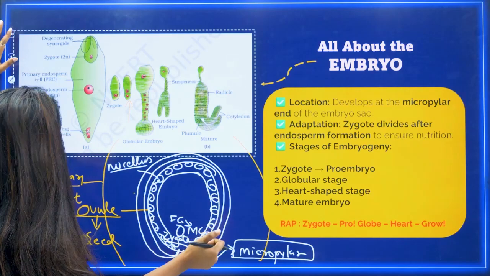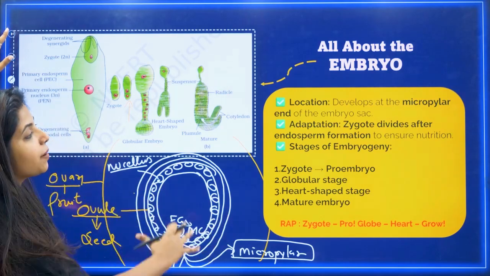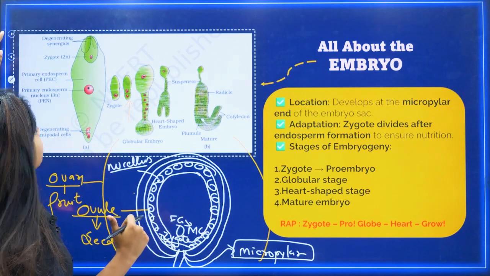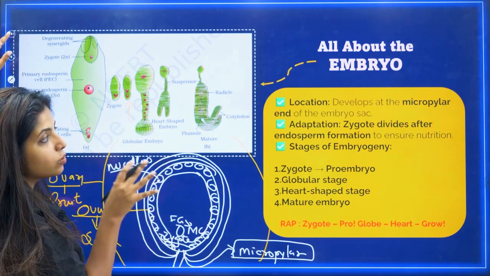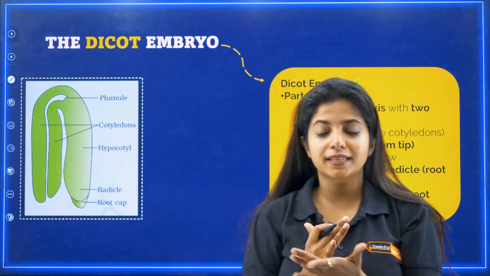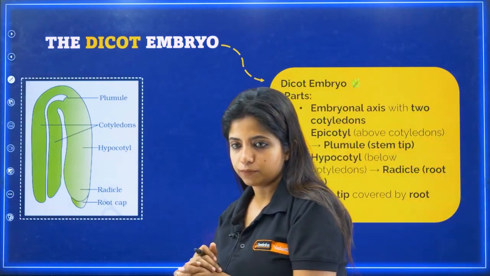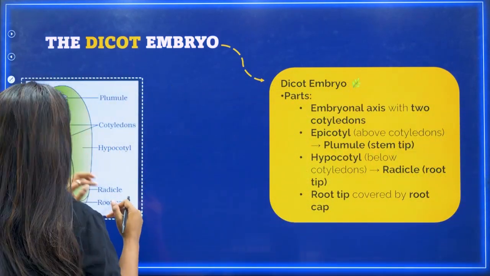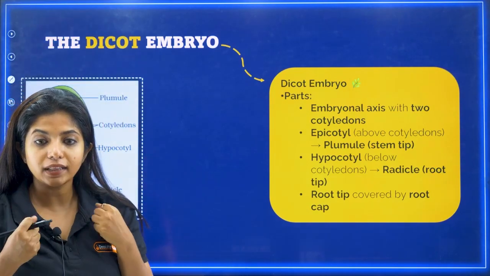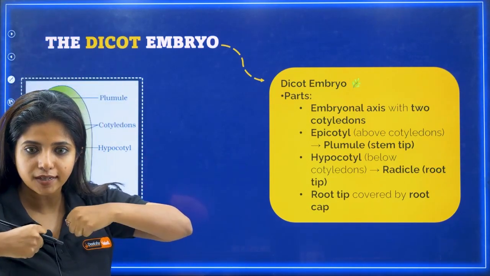Okay, so we studied about the endosperm, we studied about the embryo, how the formation happens, and now we will see the actual structure of the embryo. So first thing that we have is a dicot embryo. So dicot embryo, my dear children, how does it look? I told you it takes all the nutrition and forms 2 cotyledons out of it.